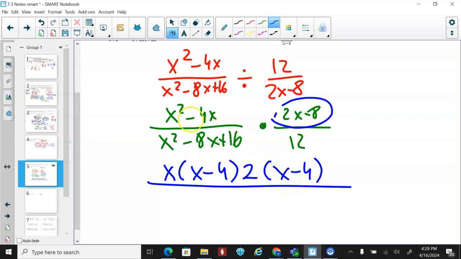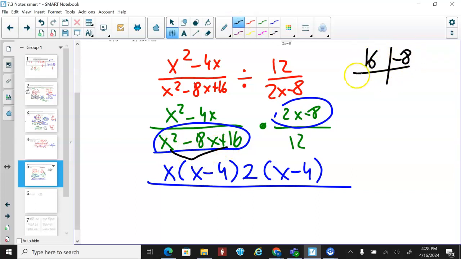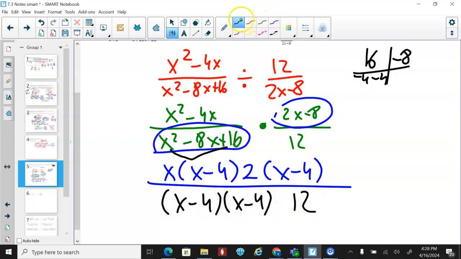On the bottom, I have the a times c method here. I got a quadratic, so the factors of 16 have to add to negative 8. That's negative 4 and negative 4. So I got x minus 4 and x minus 4, and then a 12. So again, I'm going to cancel things out. x minus 4 and x minus 4, x minus 4 and x minus 4. So again, I got x, I got a 2, and I got a 12.